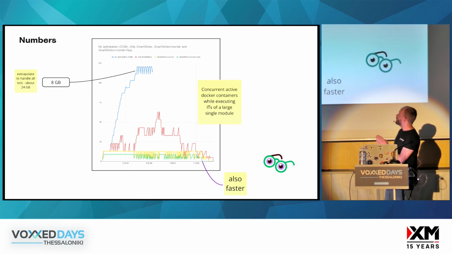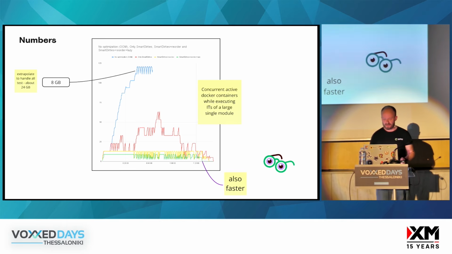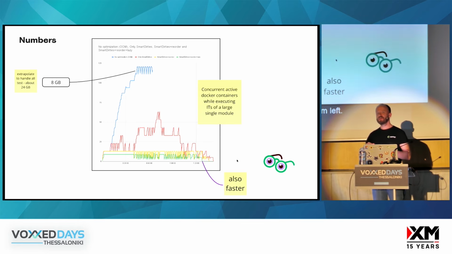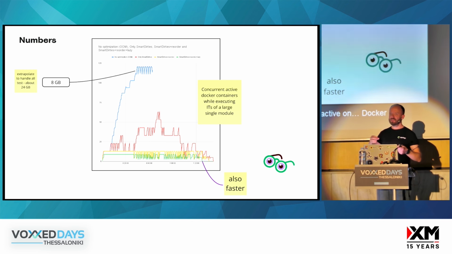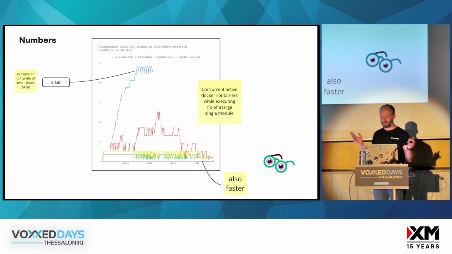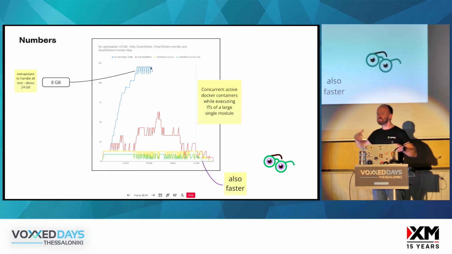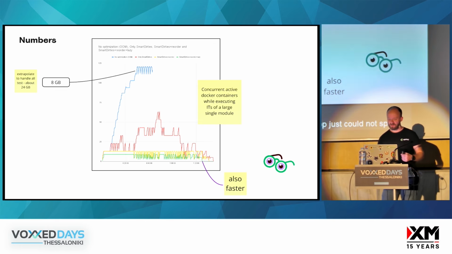Now I'll share some numbers. This is a chart with a timeline from left to right. It shows the number of Docker containers that were active on the Docker environment when you try to run the test suite of the largest module of Mira. What actually happened? After around 25 minutes, it bootstrapped almost 120 containers and then started failing with out of memory, because Docker Desktop just could not spin up that number of active containers.